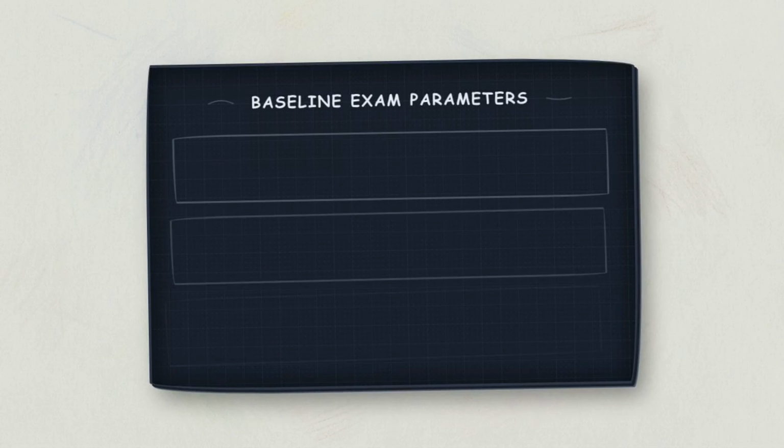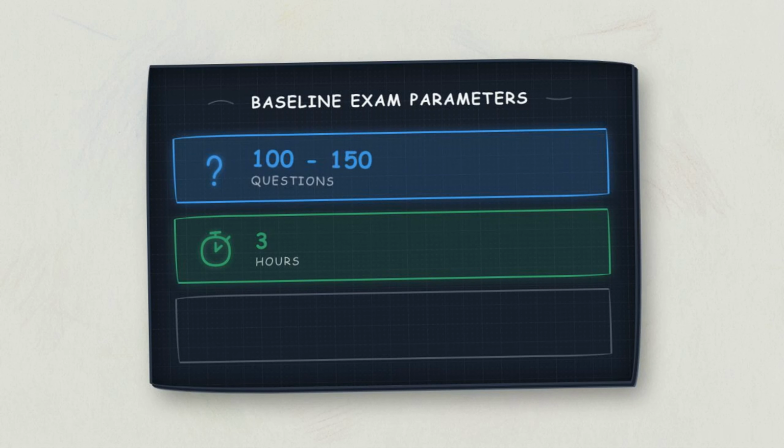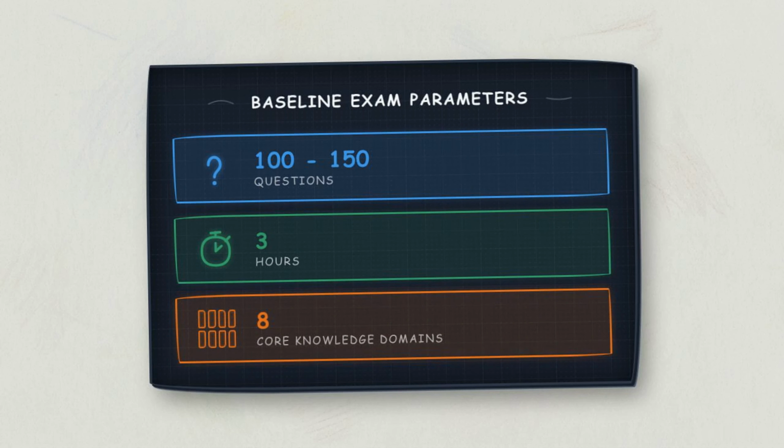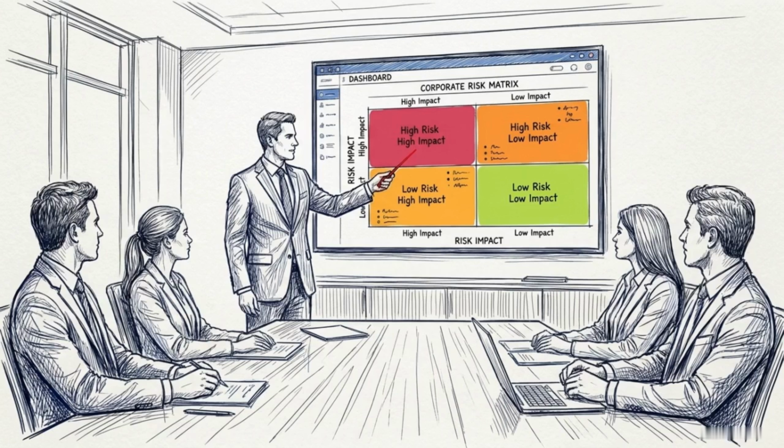Look at this baseline data table. The physical parameters of the evaluation are straightforward. Candidates have a 3-hour time limit to navigate between 100 and 150 questions pulled from 8 core knowledge domains. Yet highly experienced engineers routinely fail. They walk into the testing center expecting to take a tactical, technical implementation test. The system's actual evaluation target is executive-level, risk-based decision-making.